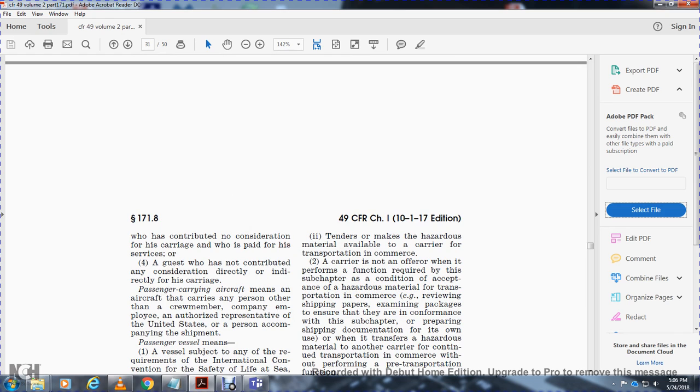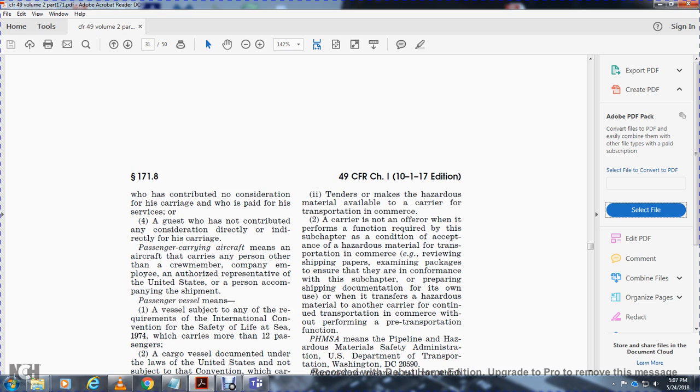Passenger carrying aircraft means any aircraft that carries any person other than a crewmember, or a company employee, or an authorized representative of the United States, or the person in charge of the shipment. Passenger vessel means a vessel subject to any of the requirements of the International Convention for the Safety of Life at Sea, 1974, carrying more than 12 passengers.